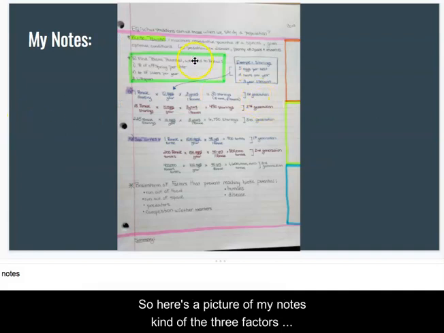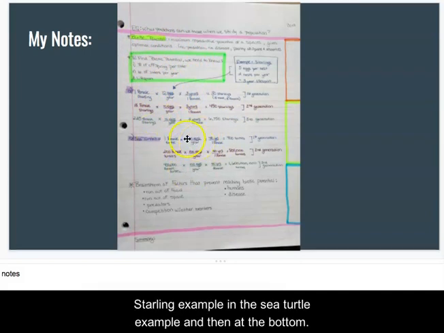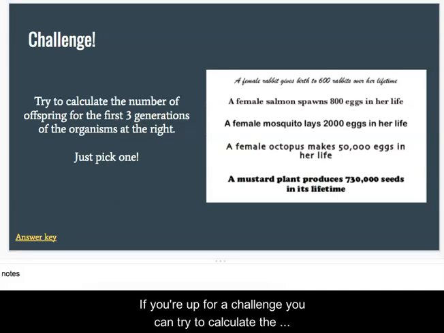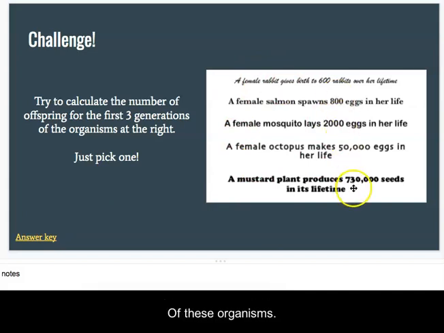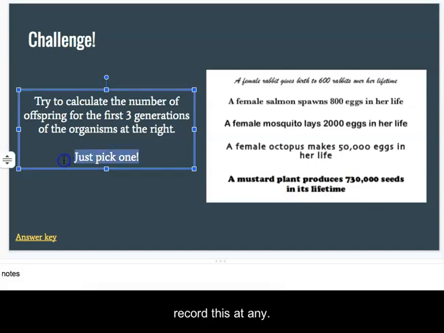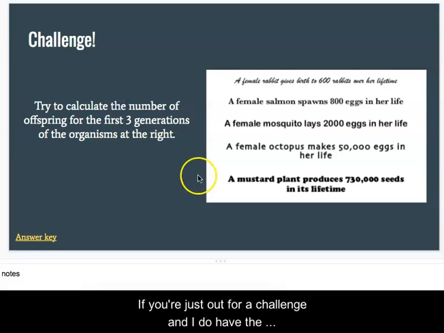So here's just a picture of my notes. The 3 factors to look for here are boxed in green, and then I have the starling example and the sea turtle example. And then at the bottom, I have a couple of ideas of what might be limiting potential. If you're up for a challenge, you can try to calculate the number of offspring in the first 3 generations of these organisms. You only have to pick one, and I'm not forcing you to record this at any spot, if you're just up for a challenge.